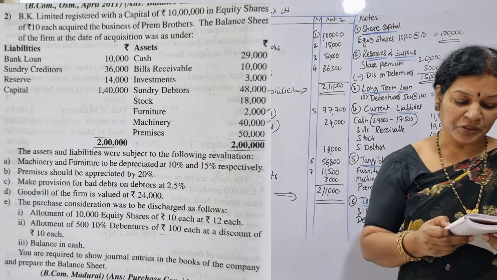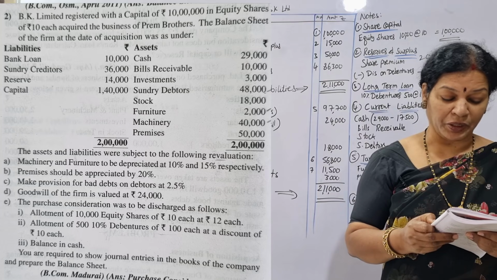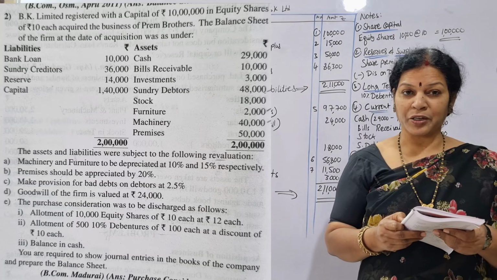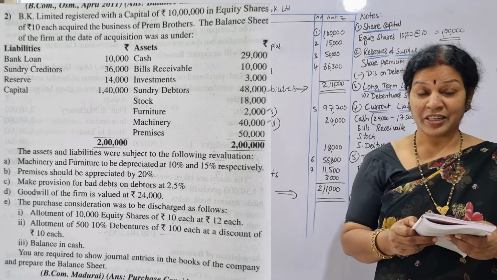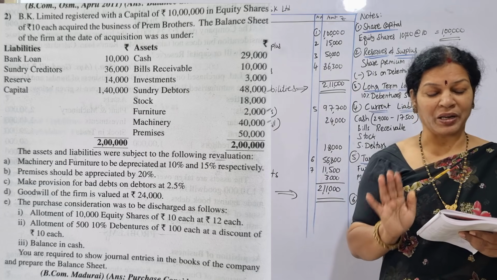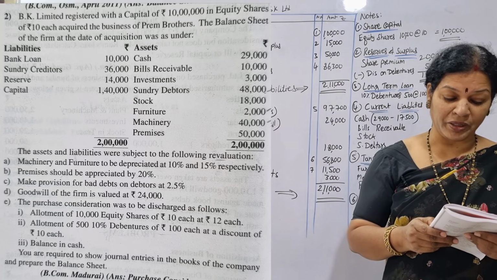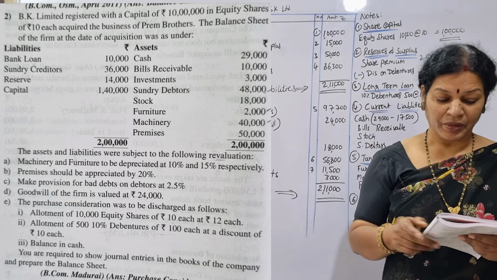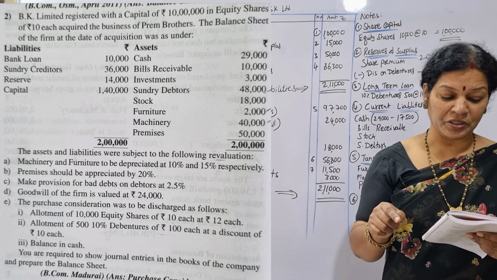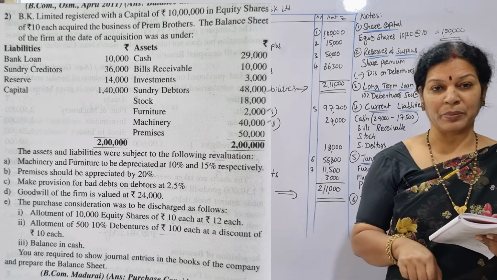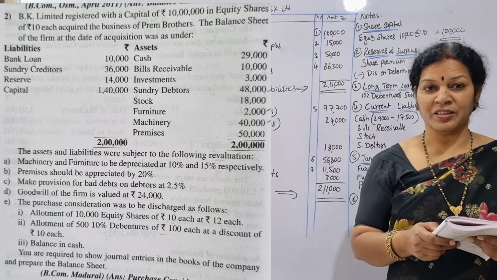BK Limited registered with a capital of 10 lakh rupees in equity shares of 10 rupees each. Each share is 10 rupees, so how many shares are there? 10 lakh divided by 10, it means 1 lakh shares. It acquired the business of Prem Brothers. Means BK Limited is the purchasing company, Prem Brothers is the vendor.